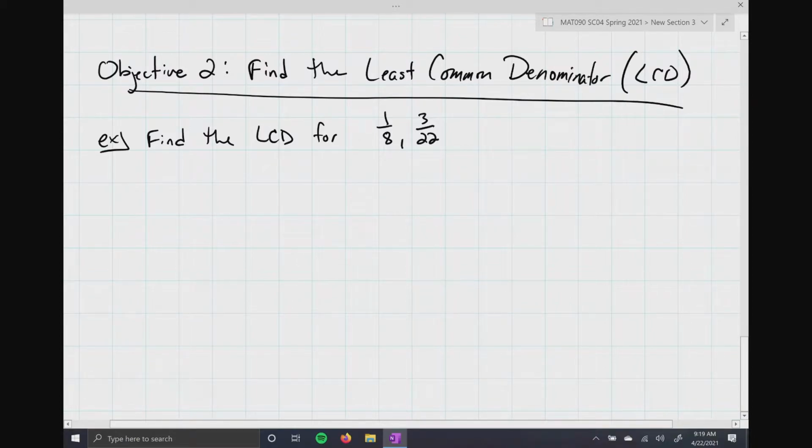So step 1, better yet, to find an LCD. Or how about a LCD? So to find a... Now I can't even say it. To find the LCD. Better. Sorry, English is very difficult for me. I went to school for math, not for writing. Okay? So to find the LCD, step 1.